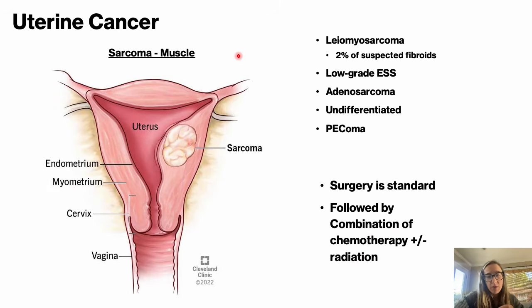And then just a quick blurb on sarcomas, basically so that you know that they're a thing. Here are the different types. I'd say leiomyosarcoma is probably one of the most common things we get referrals for, which would be like an enlarging fibroid in a postmenopausal patient. In reality, about 2% of suspected fibroids are leiomyosarcomas. Then we also have low-grade ESS, adenosarcoma, undifferentiated sarcomas, and PEComas.